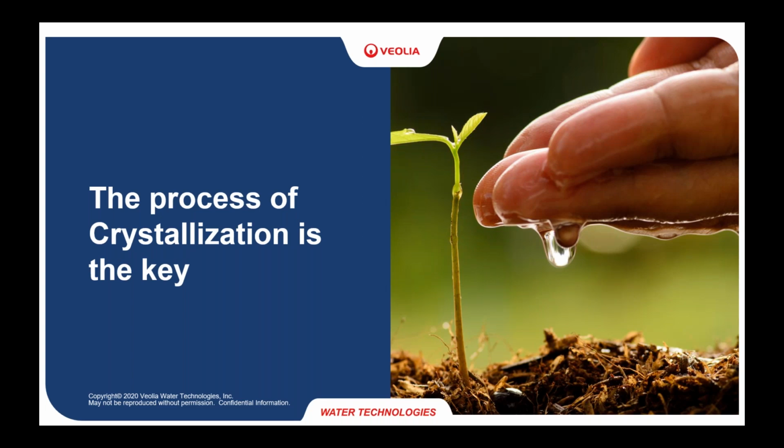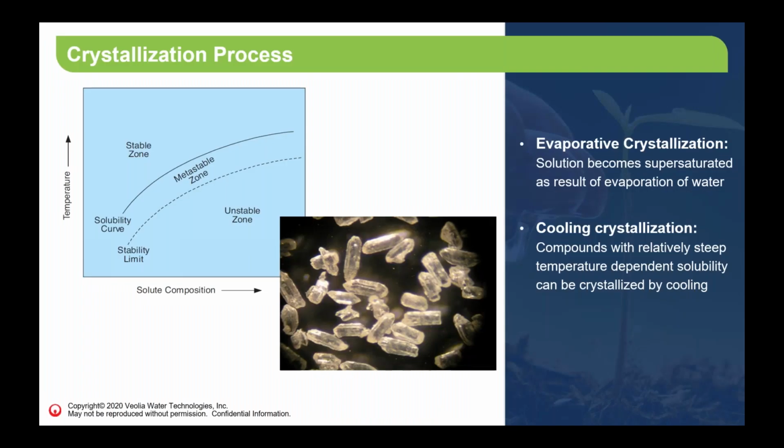So what is the key? How can water-soluble fertilizers in crystalline form achieve these targets and help fertilizer producers? The process of crystallization is the key behind all this. Let me first give you a quick idea about the crystallization process and how it works. It is a separation process that separates a solid phase from a liquid phase. The thermodynamic equilibrium between the solid and the liquid phase is driven by the solubility curve that you can see on the left of the slide.